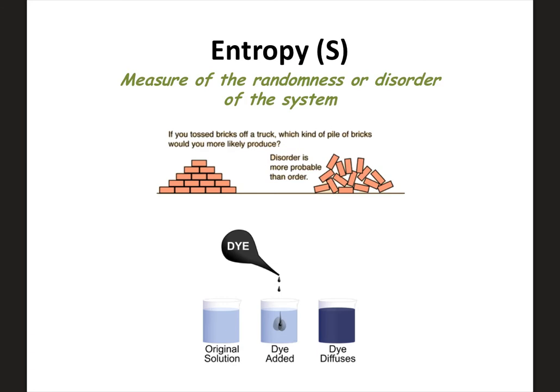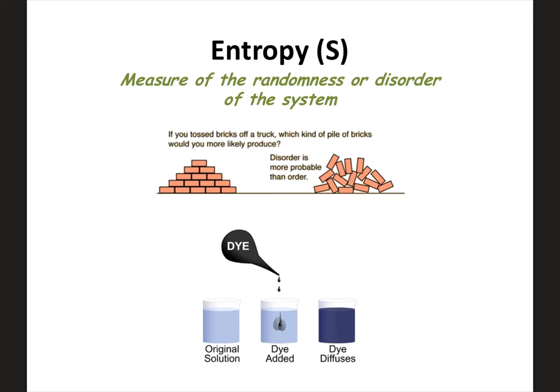Another idea here to show entropy is imagine if you tossed bricks off of the back of a truck. What kind of pile of bricks would you end up with? Do you think if you threw all these bricks off the back of the truck, you'd end up with a perfectly organized, beautiful pile of bricks? No, probably not. You're going to end up with kind of this all messed up pile of bricks all over the place, and that's more likely, and that's entropy here. This disorder is going to be more probable.